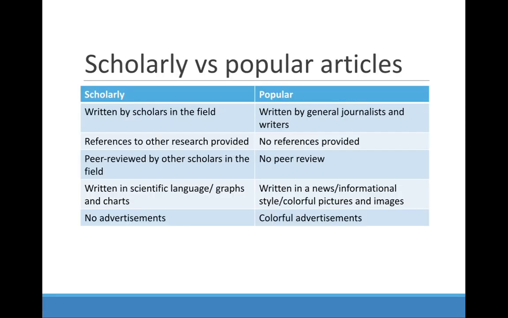Here's a little reminder about the difference between popular and scholarly articles, and you can read these differences yourself. So we do want to use scholarly articles when we're doing academic research. That's scholarly publications that are written by scholars in the field, as opposed to journalists or even practitioners who are publishing articles that have not been peer-reviewed.